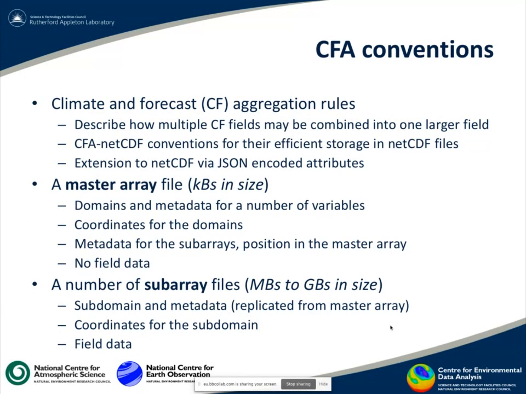So I think I said most of this on the previous slide, that there's the master array file, and important to know, it doesn't contain any field data. So these are small, kilobytes to megabytes in size if you have a particularly large one. And then the subarray files actually contain the data, and these are megabytes to gigabytes in size, ideally. I mean, you could have one that's terabytes in size, but you'd be removing the advantage that the S3 NetCDF Python gives you.